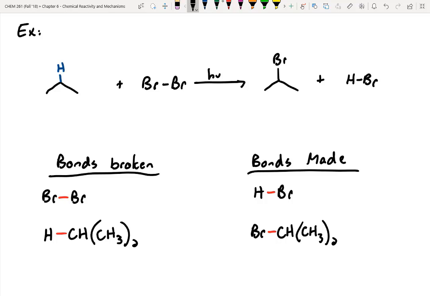Conceptually, when you break a bond, does it take energy or release energy? It takes energy to rip that bond apart, right? So should the sign be positive or negative for bonds broken? Positive. You're inputting energy into the system. So the sign for bonds breaking will be positive. You have to input energy to break a bond. Conversely, when you make a bond, that is energetically favorable, so the sign for this will be negative. It'll release energy. Now let's go up to our table and try to find these values. Let's find the bromine-bromine.